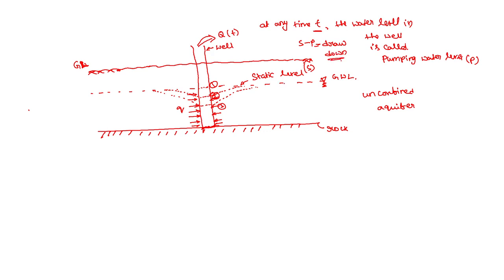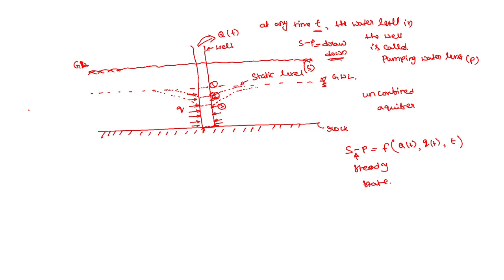Okay, and this drawdown, this s minus p, is a function of pumping rate QT and aquifer properties, as well as duration. Let's say if you pump water from this well for a very long time, then this s minus p will reach the steady state. In that case, s minus p will have a different perspective.